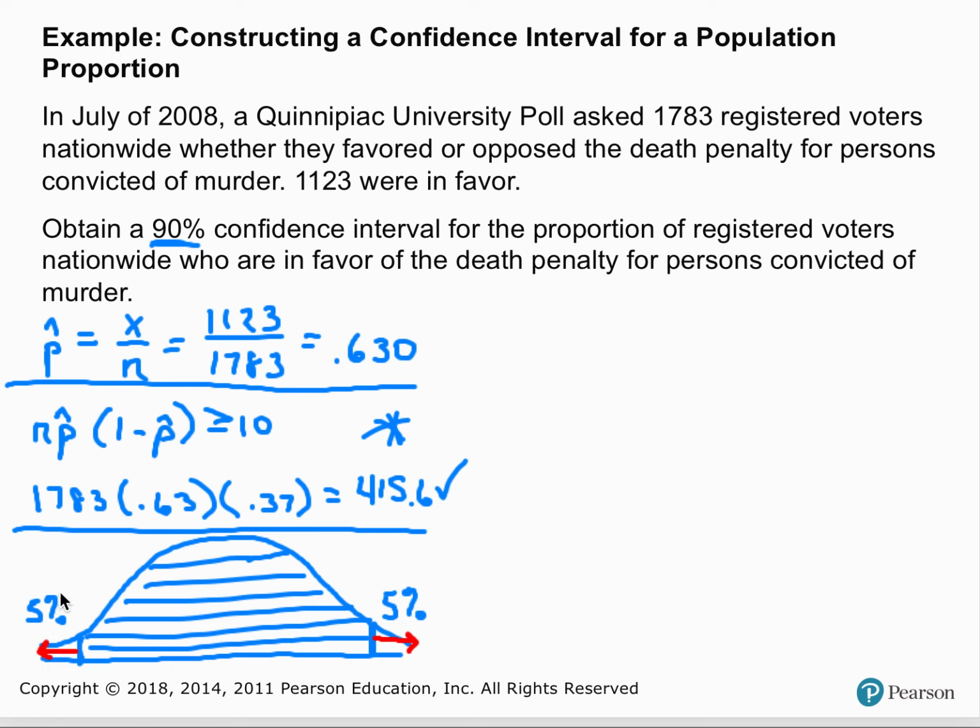So I can always figure out what my alpha over 2 is. If I want a 90% confidence interval, I've got to find z sub 0.05. That's alpha over 2. Alpha is 10 because 90 and 10 make 100. Now I'm going to look on my chart, in the middle of the chart, looking for 0.05. Here we go.